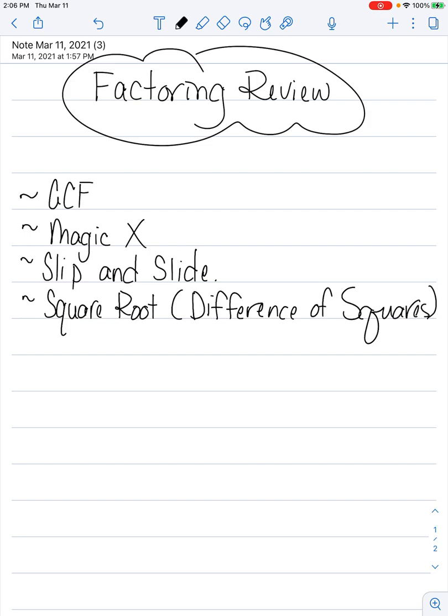Okay, so here's your first problem. For your first problem, I want you to completely factor y to the 3rd power minus 9y. Pause your video, work your problem, and then check your work.